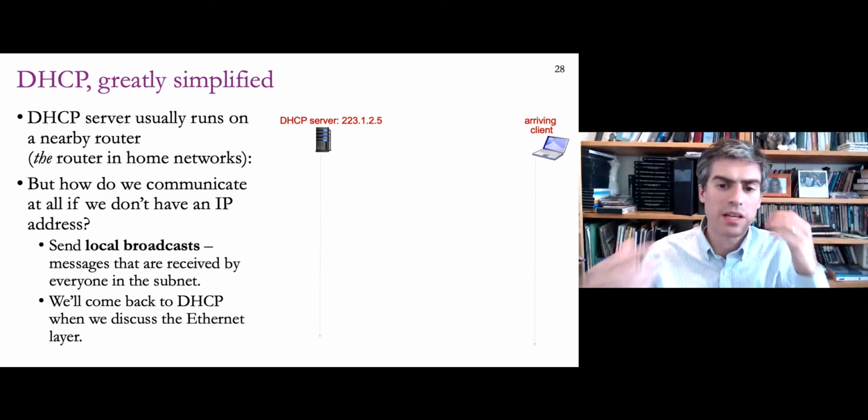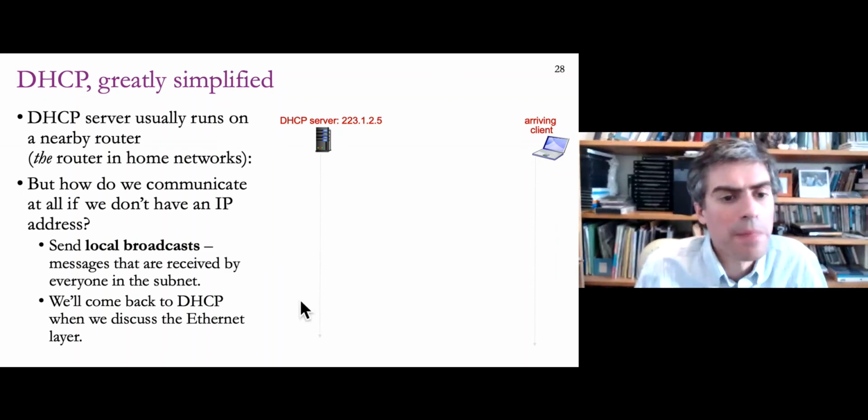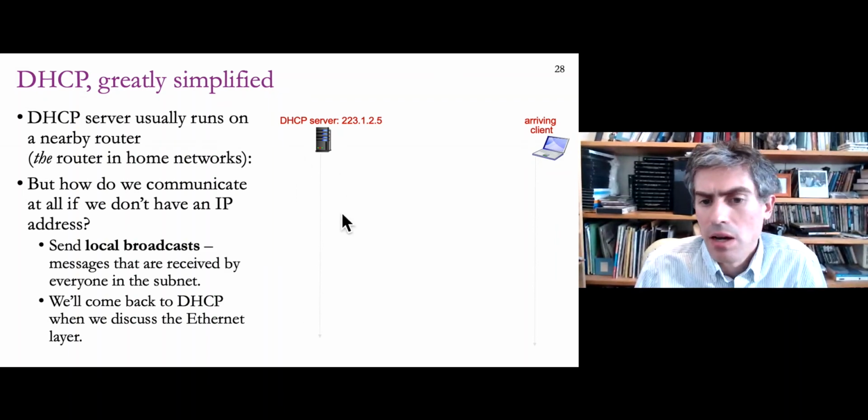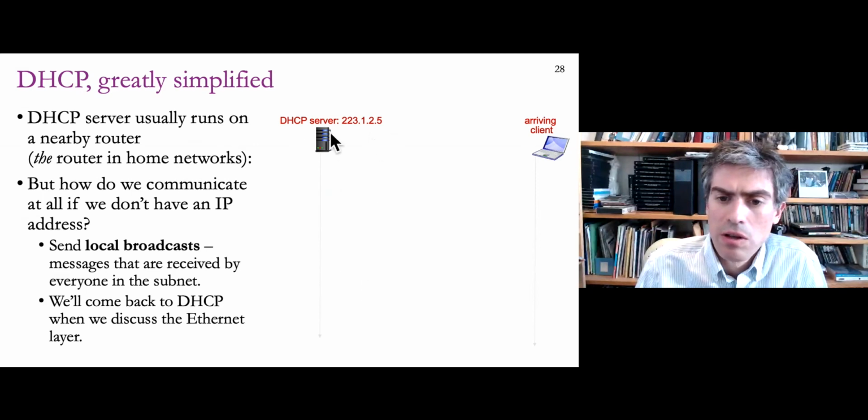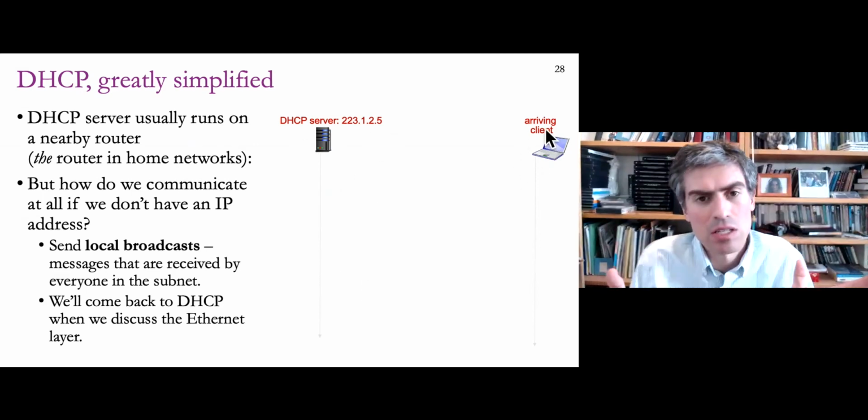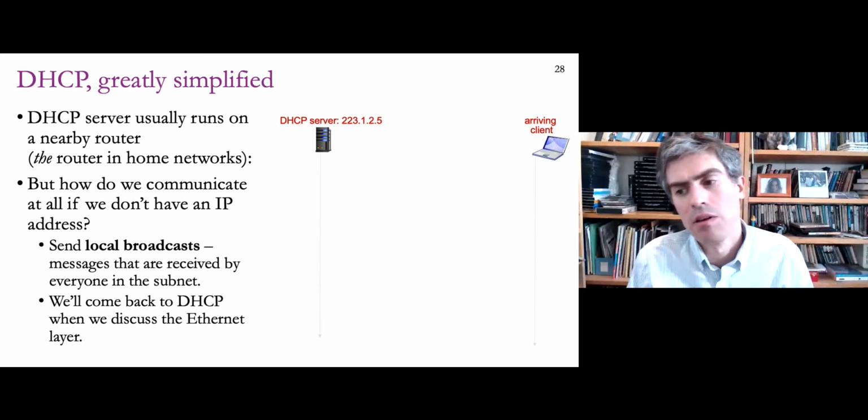So you just send these kind of broadcast messages that go to everyone on your subnet. So to simplify DHCP, let's imagine we have a DHCP server here and then a client that's arriving on the network and needs to be configured. It doesn't have an IP address yet. It doesn't know about the DNS server, any of that stuff.